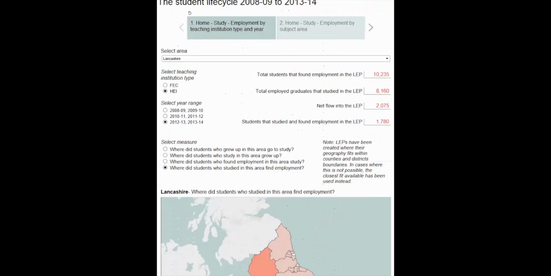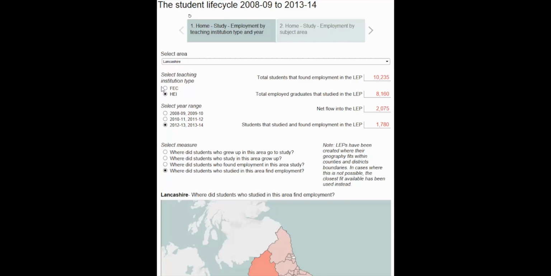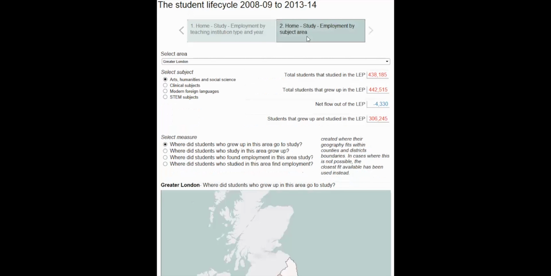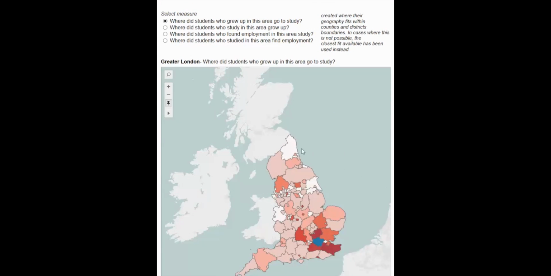In addition to this data, there are also filters that allow you to switch between those taught at higher education institutions and those taught at further education colleges, and also the year range, which are available in groups of 2 years at a time. There is a second tab of data which allows you to look at the same data but broken down by subject studied, rather than filter by year or teaching institution type. On all maps, white areas represent areas with a population of 0 for the given selection.